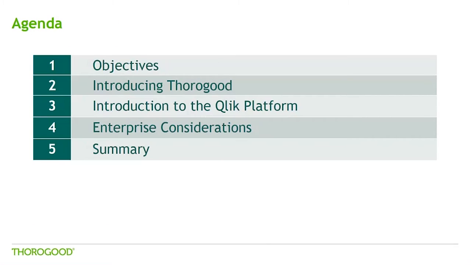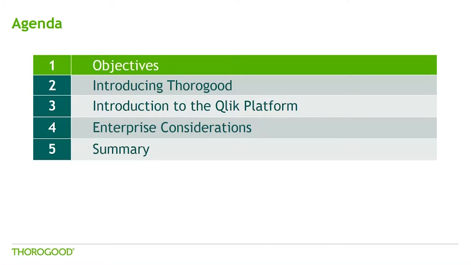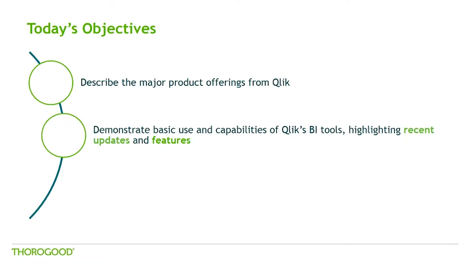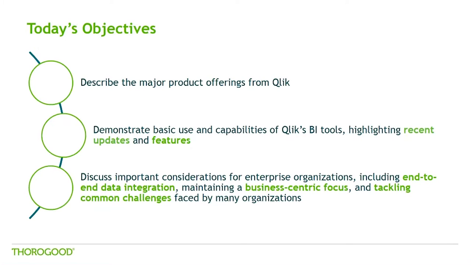Today we're going to briefly introduce Thorogood and then get into the core of the presentation. We'll cover and highlight new and important features on the Qlik platform and then transition into a conversation on enterprise considerations. Now on to today's objectives, which include describing the major product offerings from Qlik, demonstrating basic use and capabilities of Qlik's BI tools with a specific focus on recent updates and features that are new and relevant. Finally, we'll discuss the important considerations for enterprise organizations, and that includes end-to-end data integration, maintaining a business-centric focus, and tackling common challenges faced by many larger enterprise organizations.